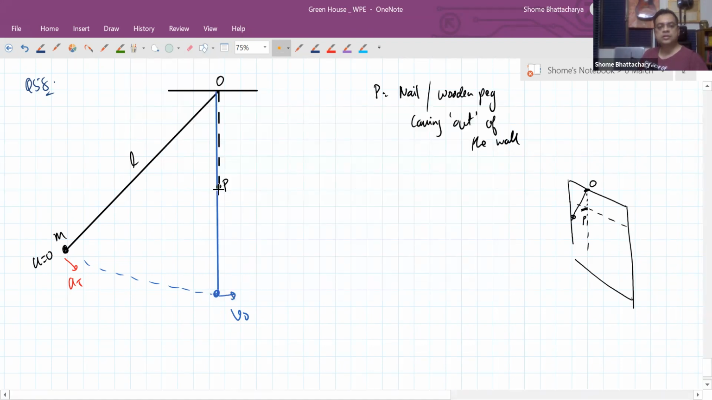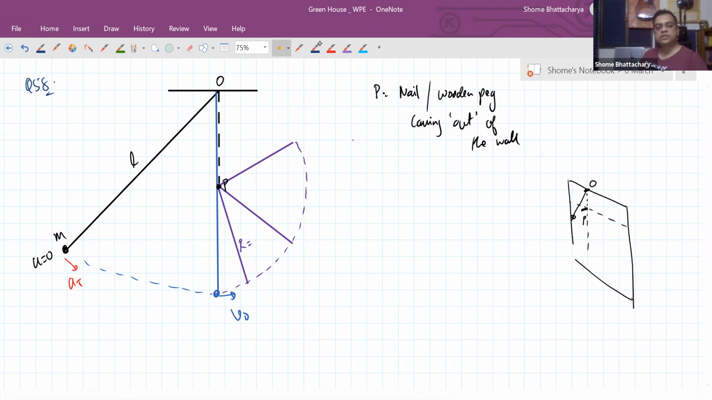Now it will start a new circular motion like this, about this point. So we're going to circle with a new radius. If this distance is x, we're going to have a new radius of L minus x from here. This is the concept here.